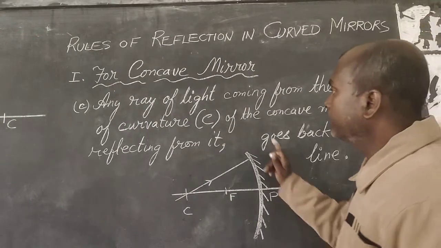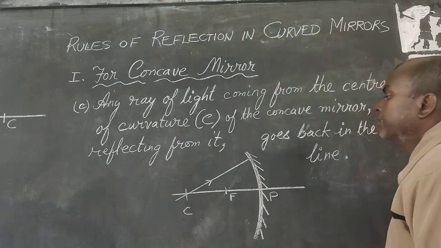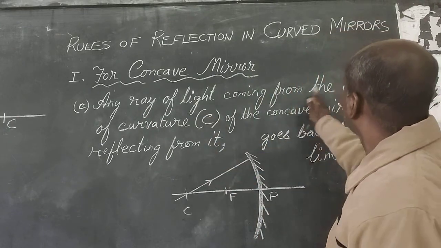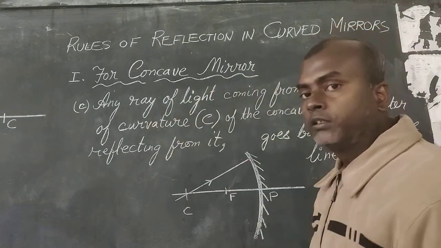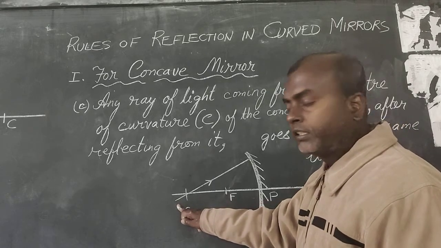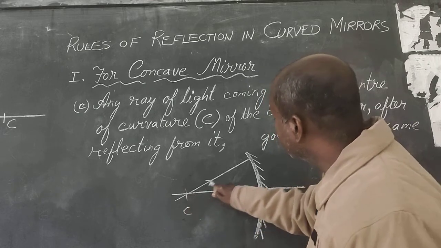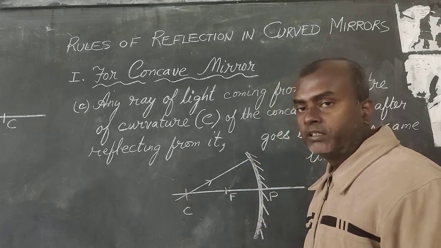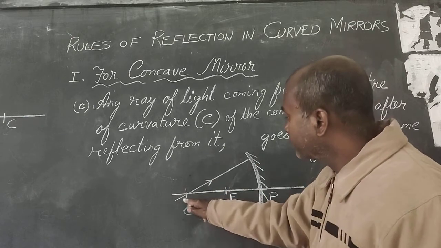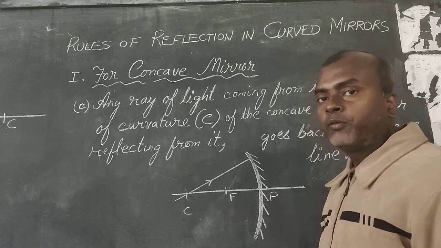Okay, now the third rule for concave mirror, rule of reflection, is for any ray of light coming from the center of curvature. Observe this incident ray of light. Where is it coming from? From the center of curvature, and then it goes and hits the mirror. This arrow indicates the incident ray. The incident ray is coming from the center of curvature. Then in which direction will the reflected ray go?